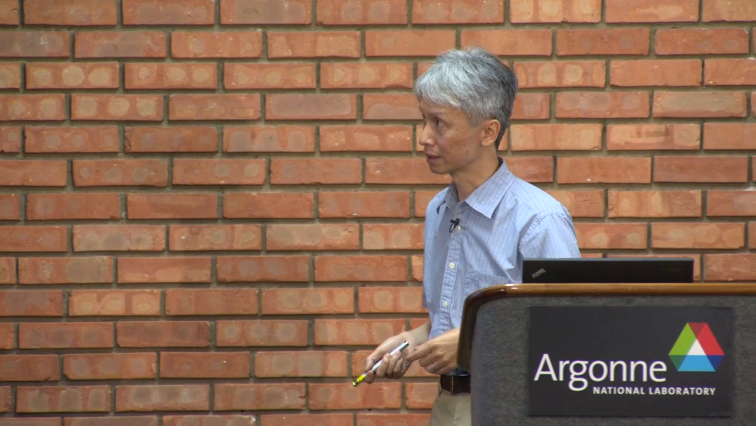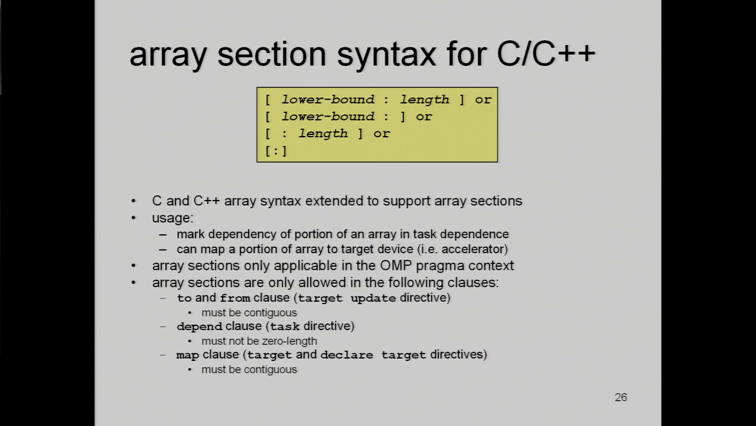With the map clause, we can map a portion of the array into the target device, the target region. Later on you will see the target update construct, where the to and from clauses are allowed to use the array syntax. The depend clause in the task feature also allows this syntax. I can give you some examples of this.